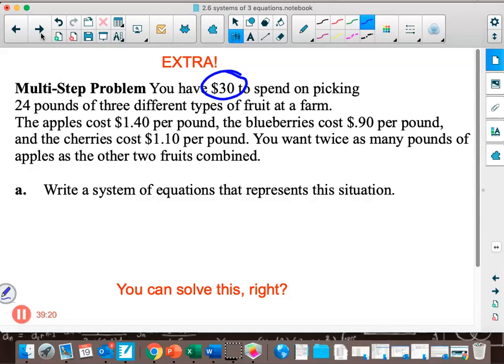So first we have $30 to spend. That means the total money that we spend on apples plus blueberries plus cherries has to equal 30, right? Okay. If I call, let's just call apples A, blueberries B, and cherries C. Look how nicely that worked out, ABC. How much would I spend on apples if A is the number of pounds of apples and they're $1.40 a pound?